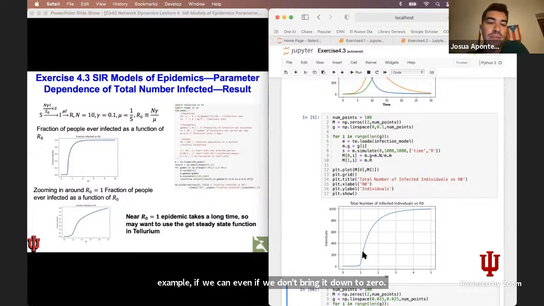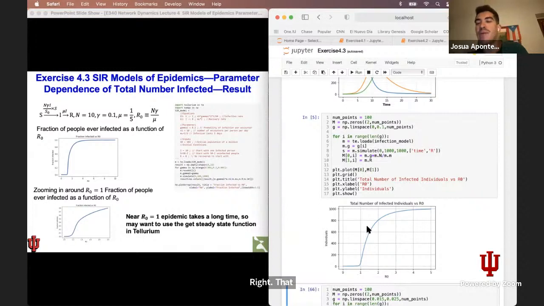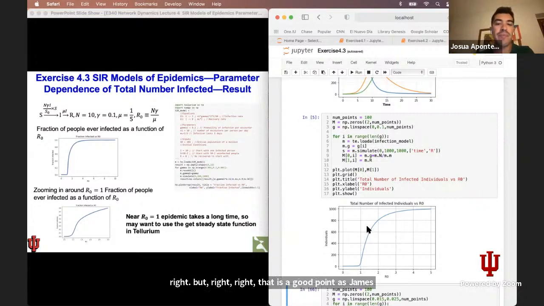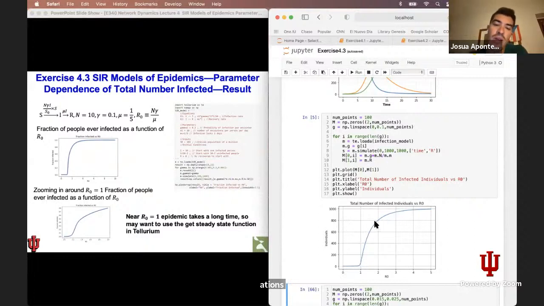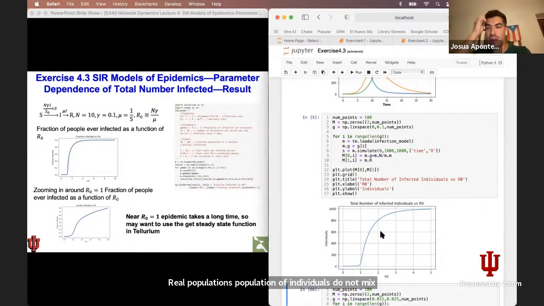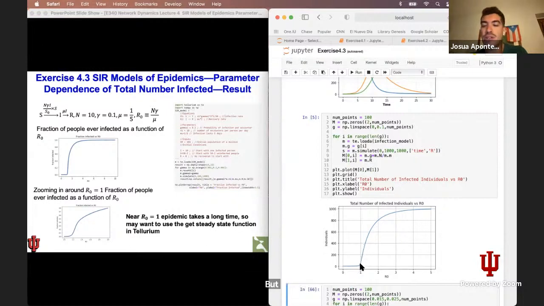Right, that is a good point, as James is mentioning. In real populations, individuals do not mix freely, so not all of the individuals might get infected.